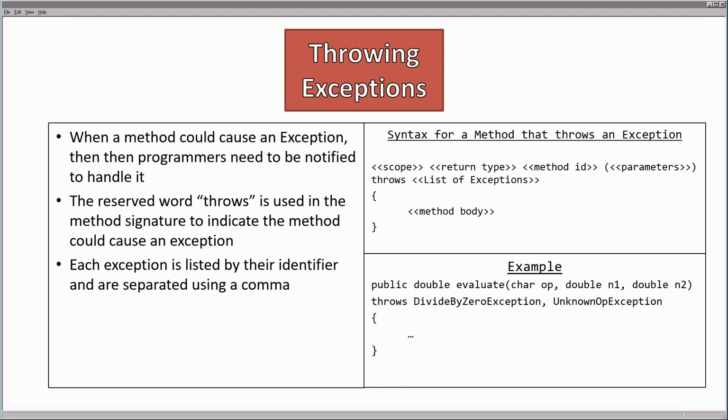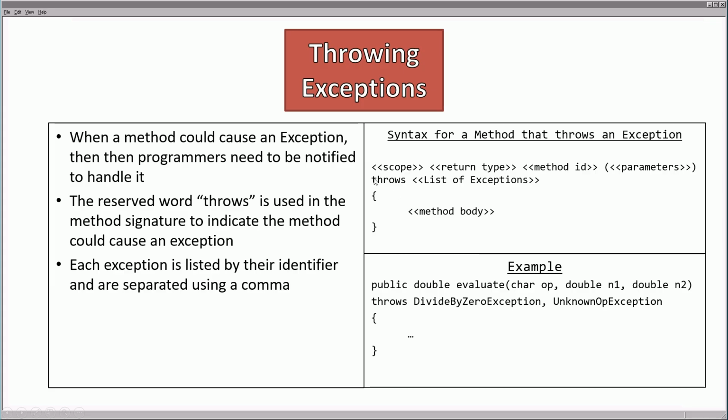Now, in order to use these exceptions, we have to throw them. Whenever a method could cause an exception, then the programmers who might be using this method need to be notified that they need to handle this kind of exception. The reserved word throws is used in the method signature to indicate the method could cause an exception.